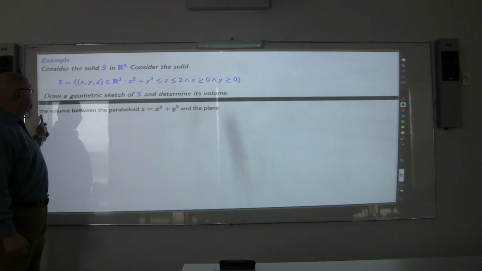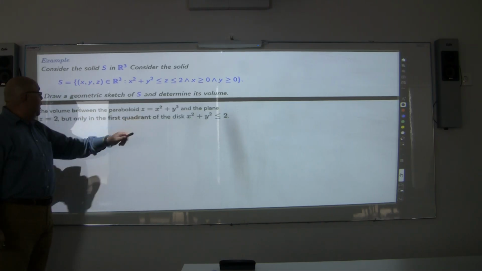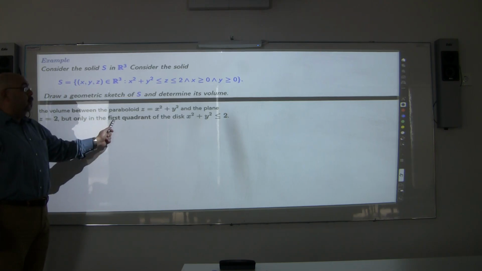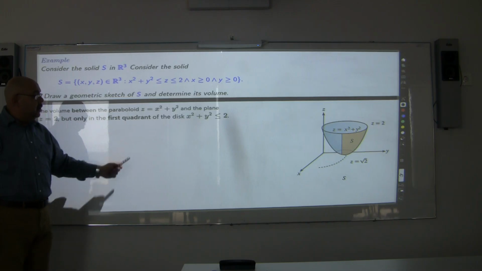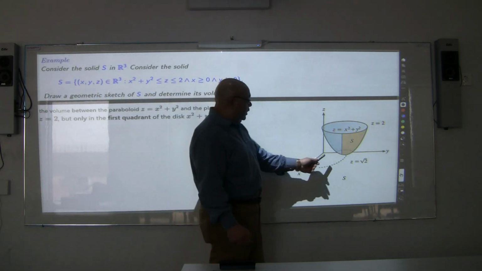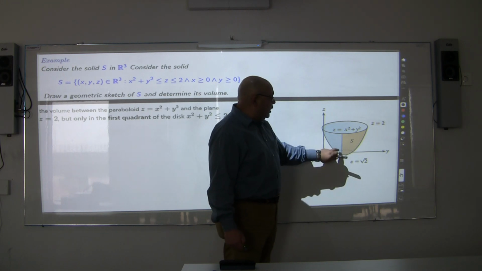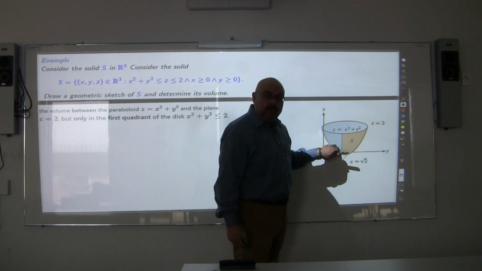Here again, once more, the volume is between the paraboloid z equals x squared plus y squared and the plane z equals 2, but only in the first quadrant of the disk x squared plus y squared less than or equal to 2. This is the shape of the paraboloid we are talking about, z equals x squared plus y squared. Of course this shape is not very accurate, okay? Even though everything is drawn for us, it is not very accurate.